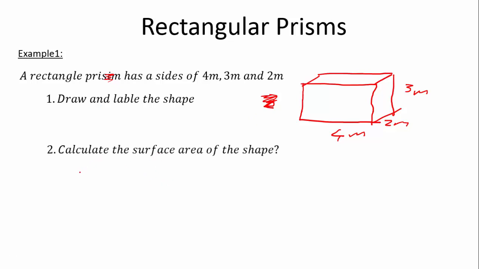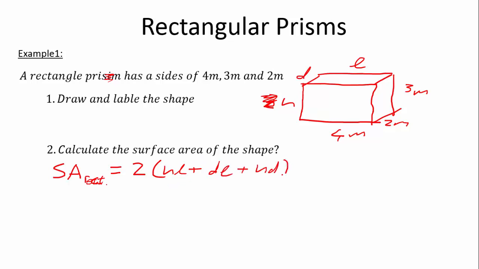Calculate the surface area of the shape. What is the surface area? We could go SA of a rectangular prism. So the surface area is 2 multiplied by HL plus, remember it's a plus, DL, and what haven't we done? HD. Remember that this is our height, this is our length, and this is our depth. So we need a combination of all three.